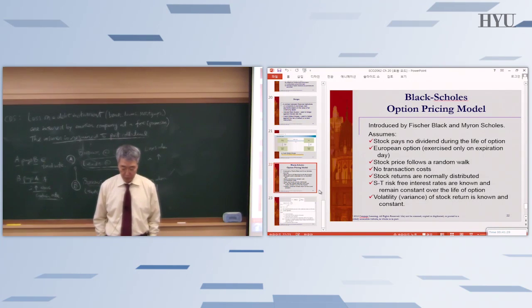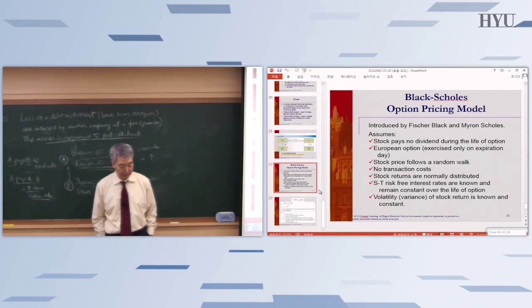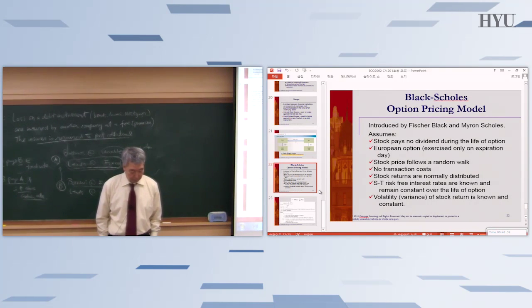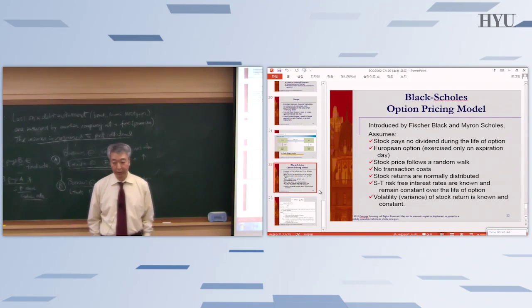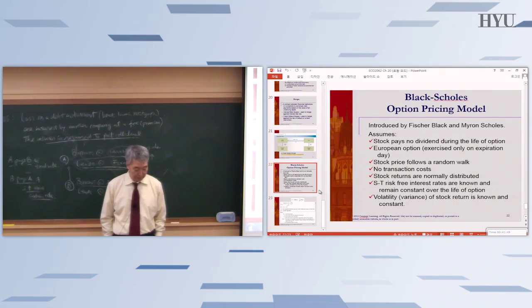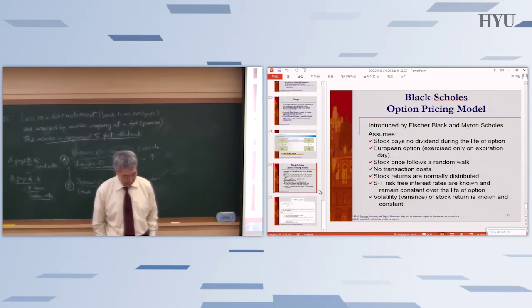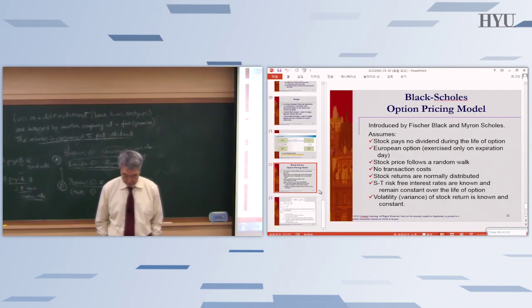The Black-Scholes option pricing model was developed by two people, Fischer Black and Myron Scholes. They wrote this paper in 1973. About 24 years later, in 1997, they were awarded the Nobel Prize for their contribution. Actually, only Myron Scholes received the prize because I believe Fischer Black was dead by then. Unfortunately.